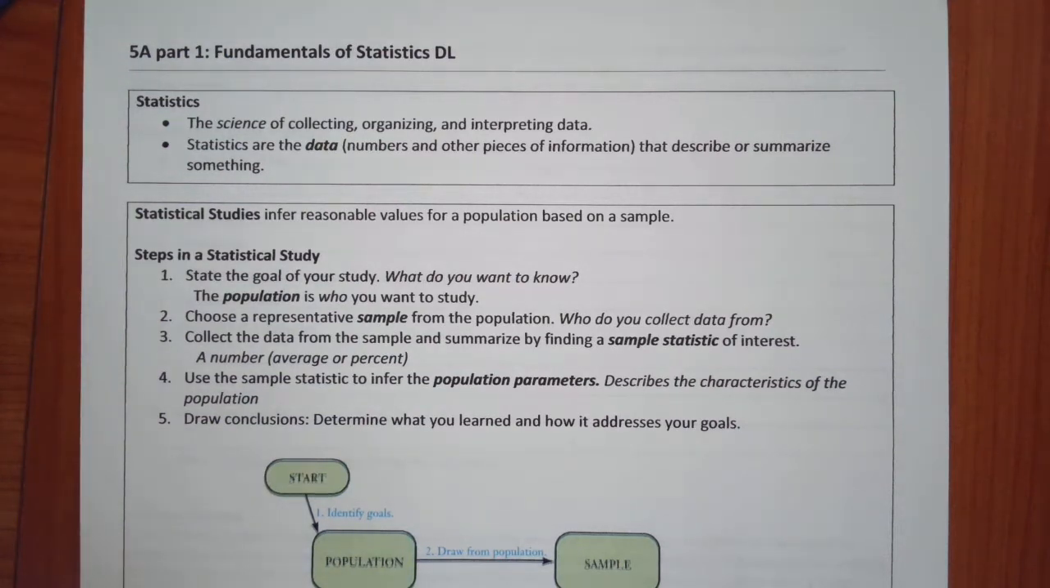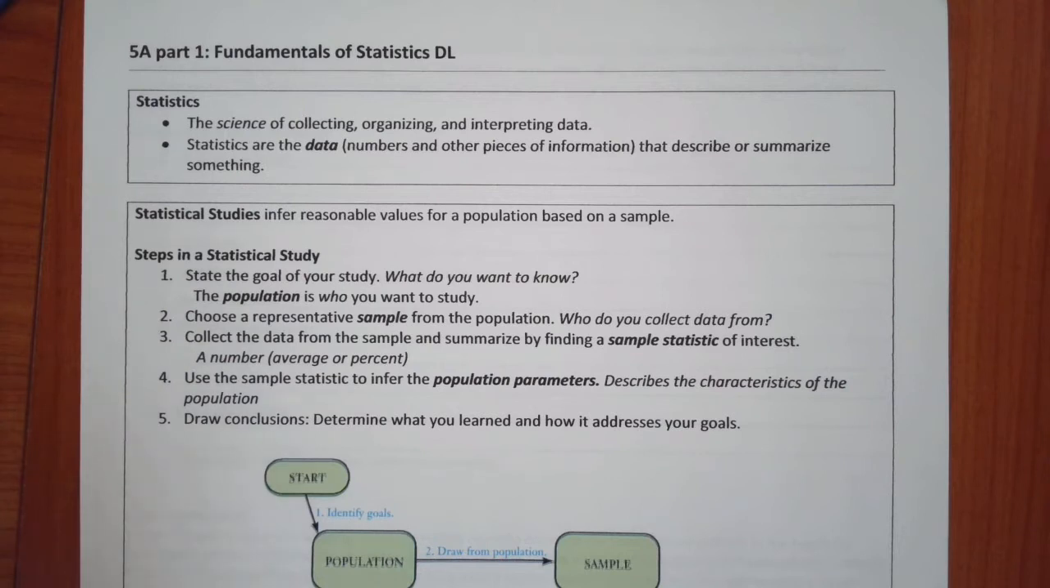There are three parts to 5A, which is the basics of statistics and how you set up a study, and then we'll kind of go from there. But the first one is we need to know what statistics are. It is a science of collecting, organizing, and interpreting data. It is a science all unto itself. It is a part of math, but you can get a separate degree in statistics. You can go on and use statistics and probability to become an actuary.